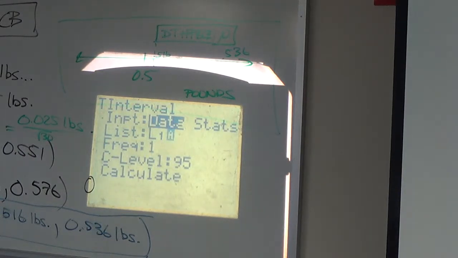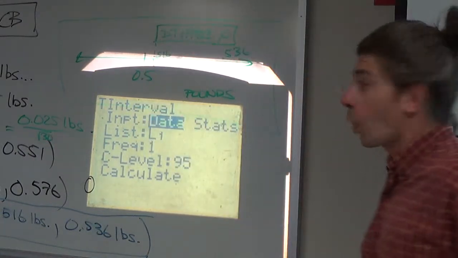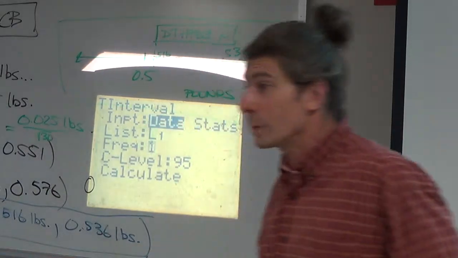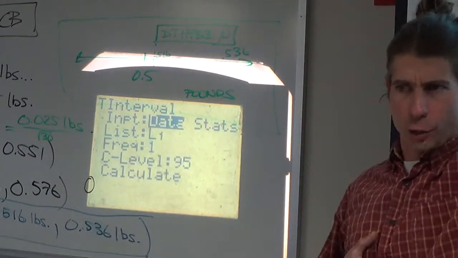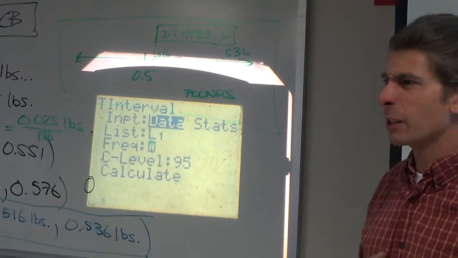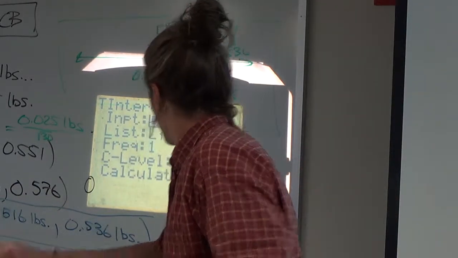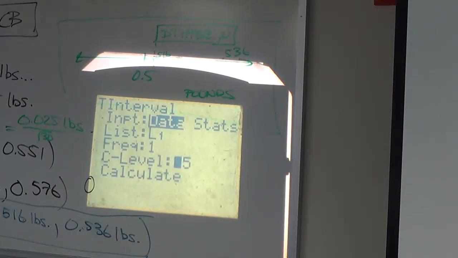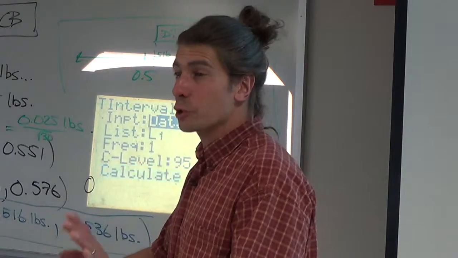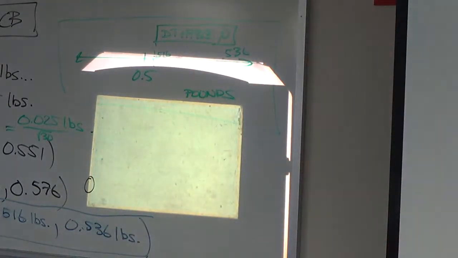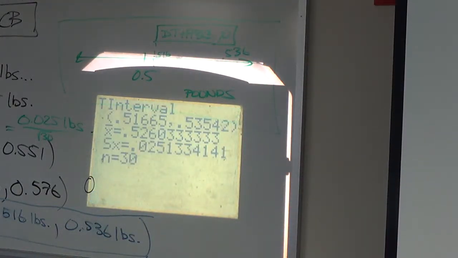Good. Frequency, if it's raw data, is going to be 1. Leave that. Is it 1 on yours? Leave it at 1. Good enough? All right. Confidence level, 95%, or 99, whatever you want to do. And then just go ahead and calculate it. It's going to take a little bit longer for your TI to calculate the t intervals. But you got to remember, it's computing that terrible, terrible formula from earlier versus the z formula, which is actually very simple.